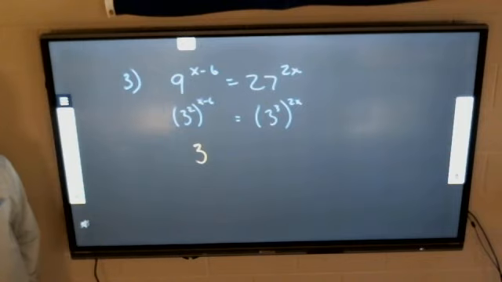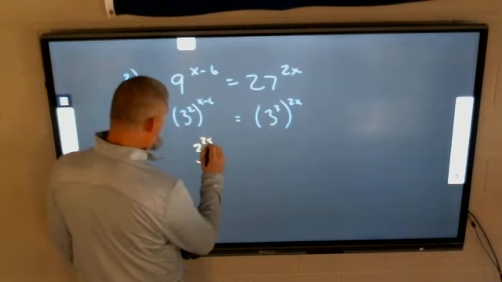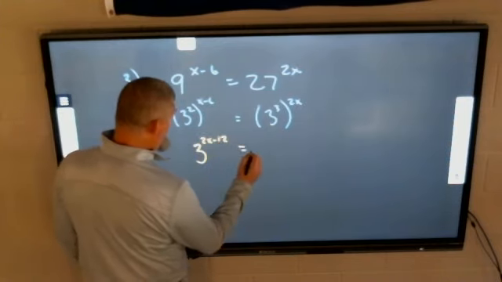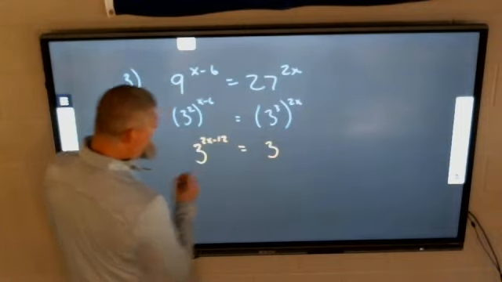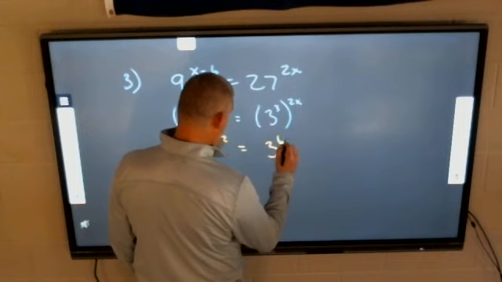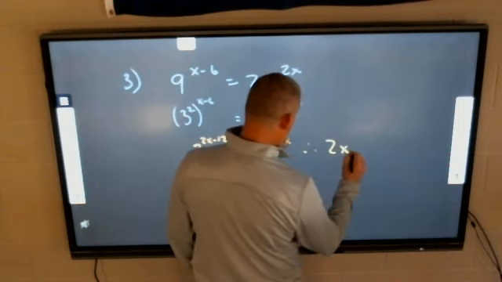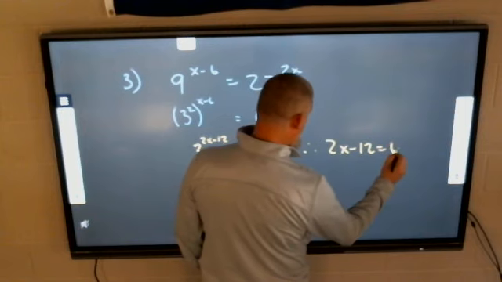So what does this become? Power of what? 2x minus 12. And this side becomes 3 to the 6x. Therefore, 2x minus 12 equals 6x.